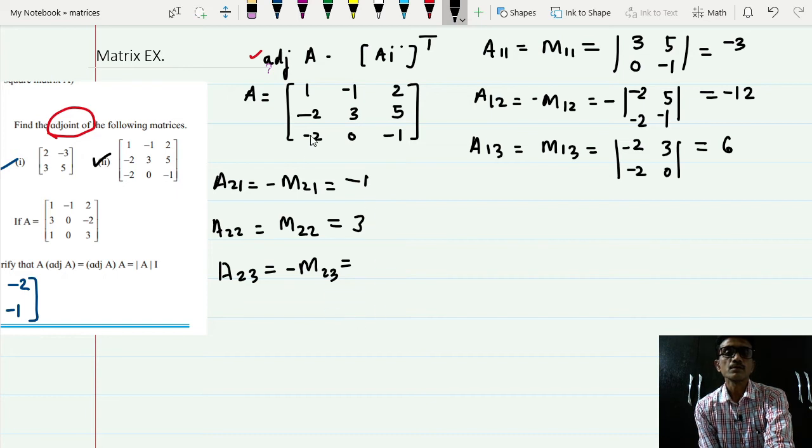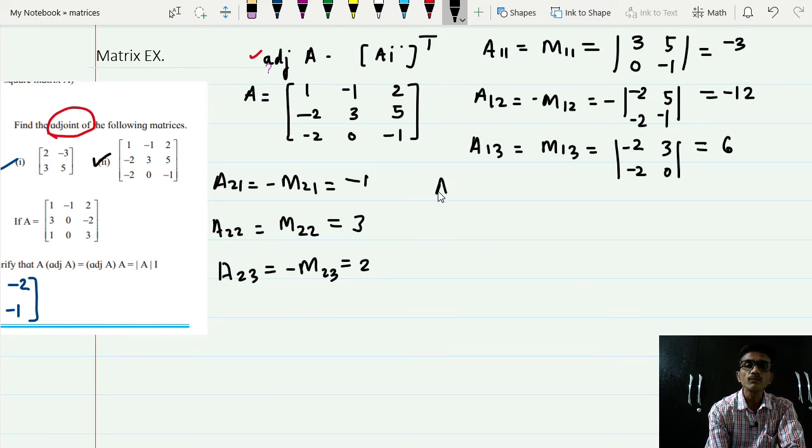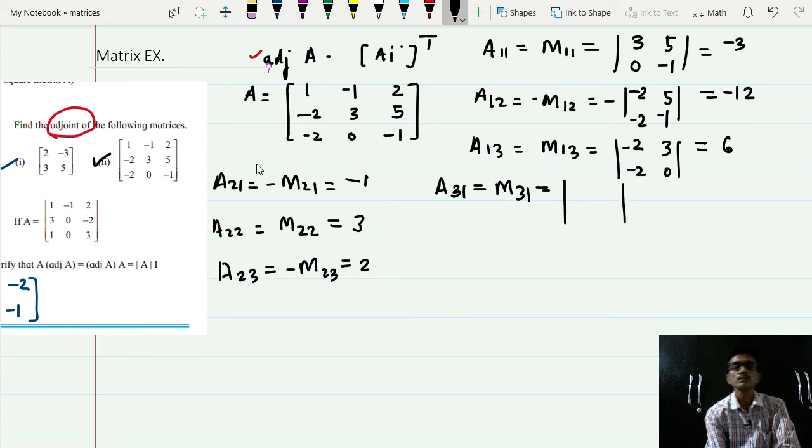Here this M23, that is second row and third column, so second row and third column will give 2 and -2, so +2 will come. Then A31 is equal to M31. This I am doing now. It is the value of the determinant, third row and first column.